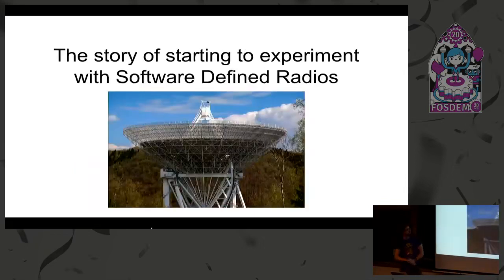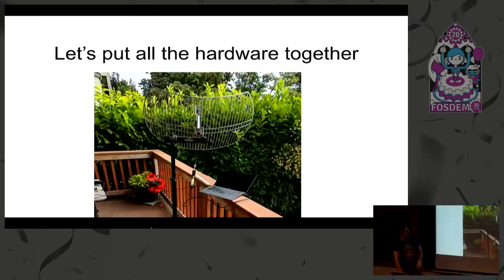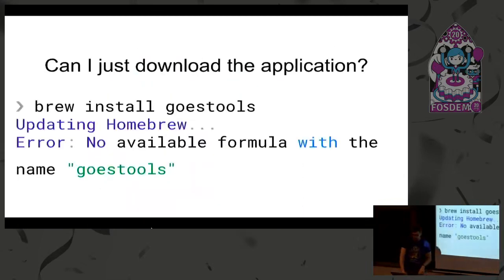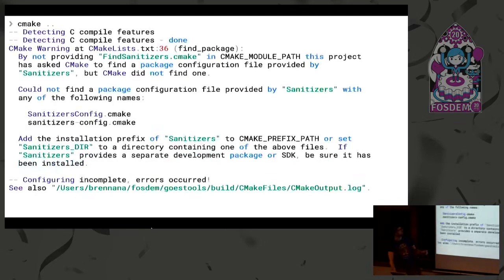So sit down. I'm gonna play with some software-defined radios. Very exciting. I'm gonna build one of these in my backyard, hook it up, see some things, right? You say I can view images of the Earth from space. That's exciting. I just need to put some stuff together. We just need to download some applications, right? Well, maybe not. So we'll just build it. Also easy, right? You know, clone it, cmake, and not quite right. So I don't think this is really where we were trying to go, nor the rabbit hole that people wanted to get to. So maybe there's an easier way to solve this problem.